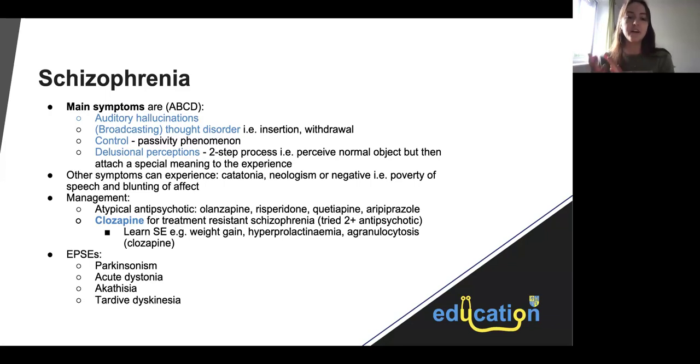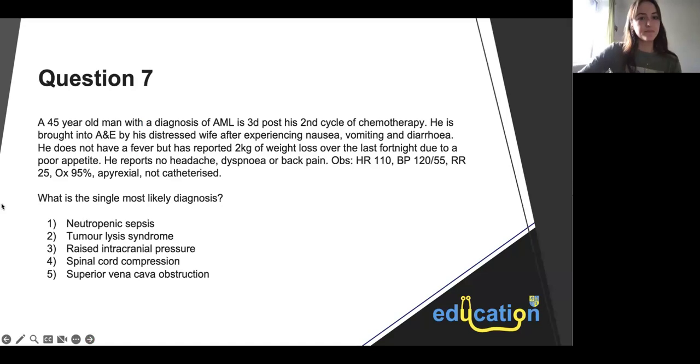it's third line because it has quite significant side effects and they need to be monitored regularly with bloods. I'd say the most important one to be aware of is obviously agranulocytosis, because that can lead to death if they have an infection. And then I've talked through the extrapyramidal side effects, but those are exam favorites, so good to know about. Next question.